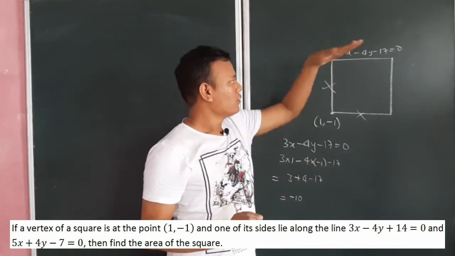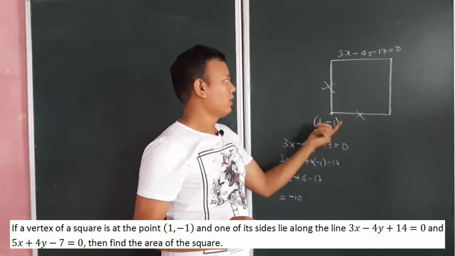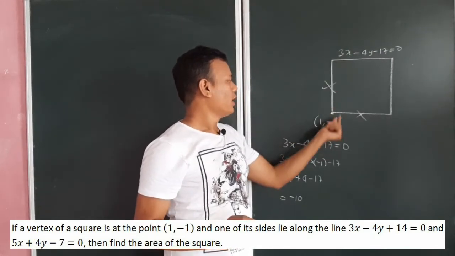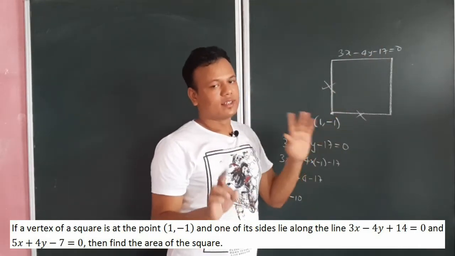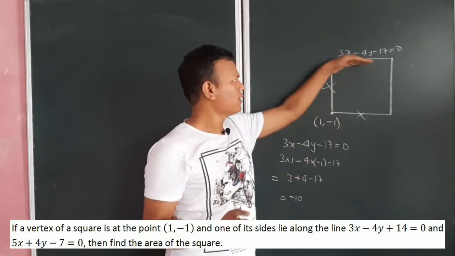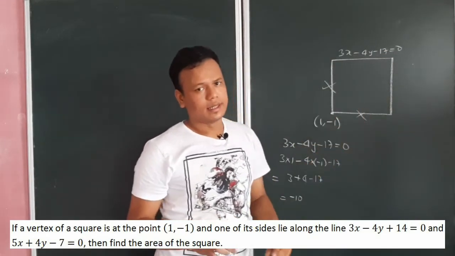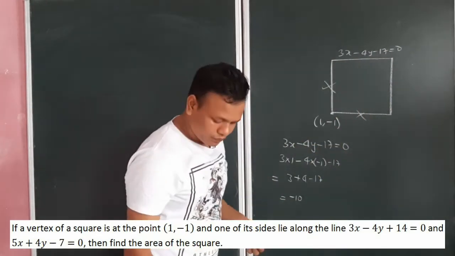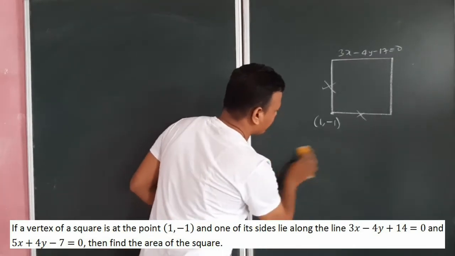Okay, now if you see here in this line, we don't have this vertex. So if you put the value of x to be 1 and the value of y to be minus 1, definitely this will not get satisfied, because this is not lying in this line, isn't it? Similarly, this point is not lying in this line. Okay, fine. So we have understood this much, right?